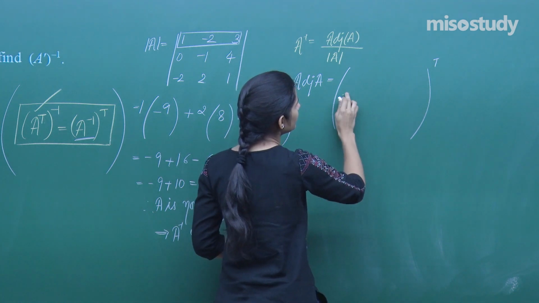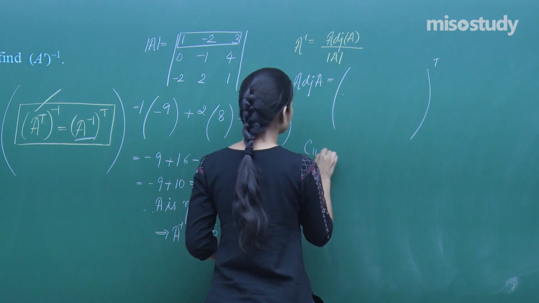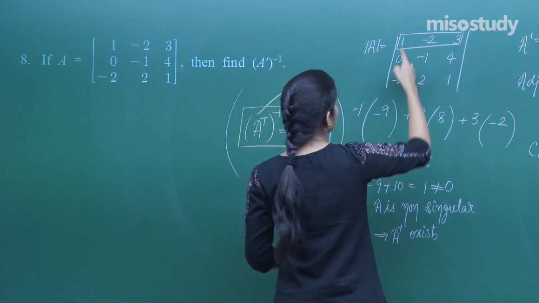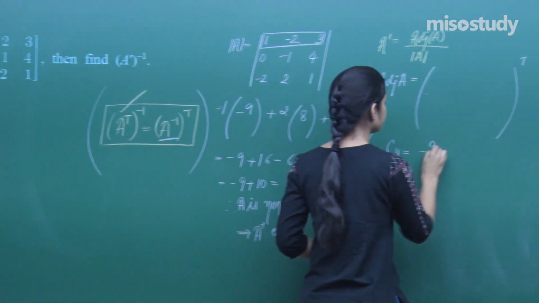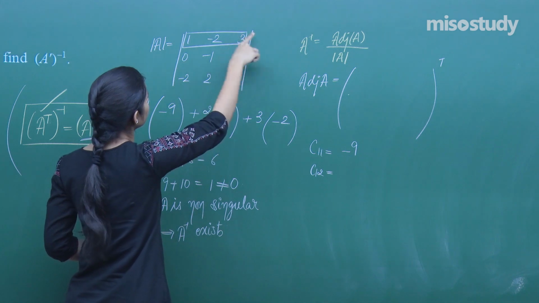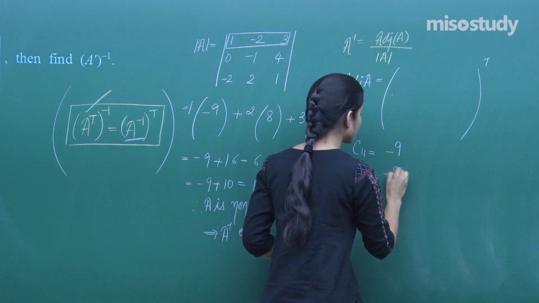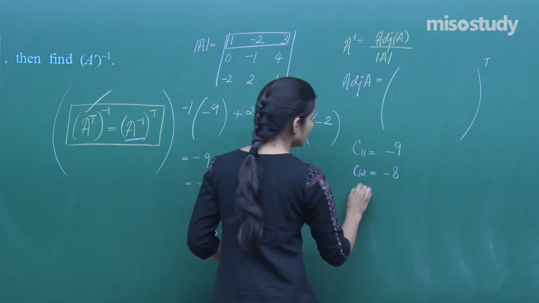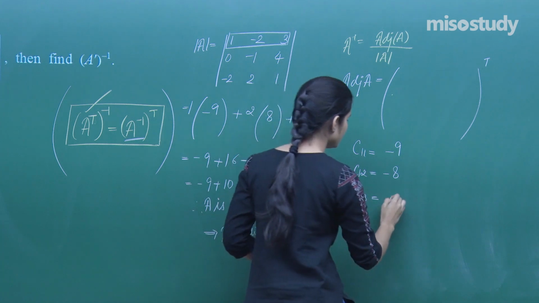C11, C12, C13, C21, C22, C23, C31, C32, C33. Let's compute C11. C11 will be coming over here. Let's compute it from here. It will be -1 minus 8, so it is -9. Then C12, first row, second column. C12 is 0 plus 8, so it is 8, but it will be -8 because -1 to the power 1 plus 2 is -1 to the power 3, which is -1. Then C13 will be 0 minus 2, which is -2.